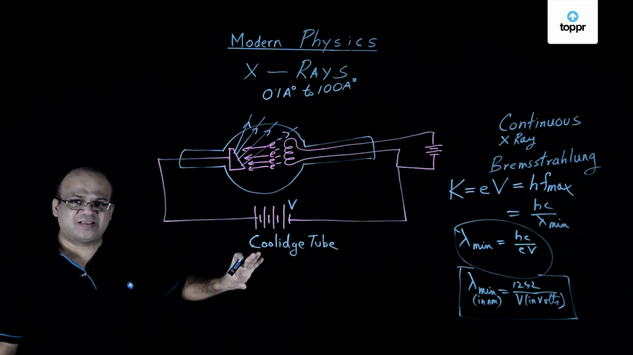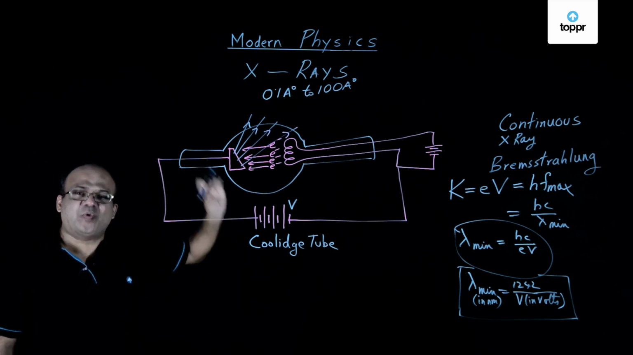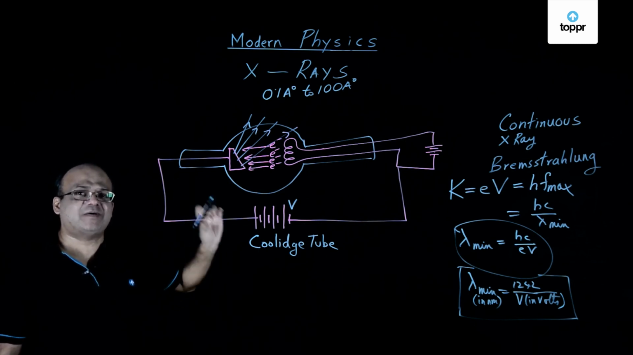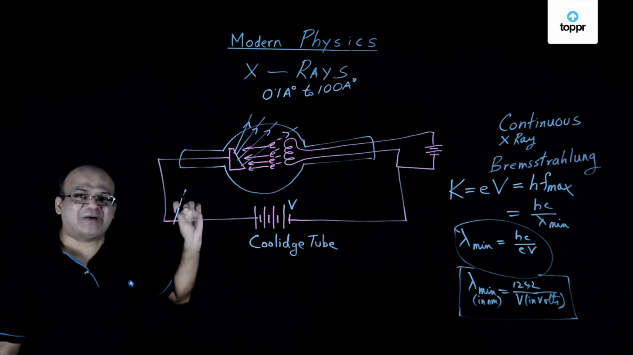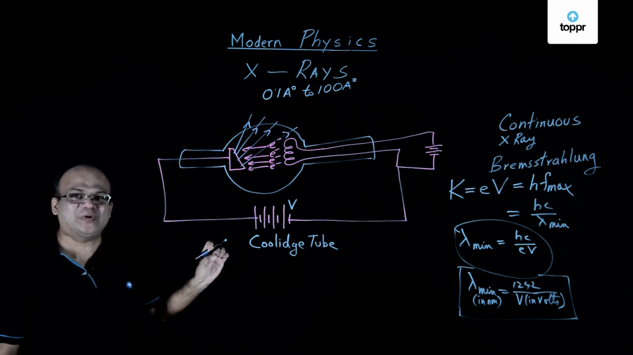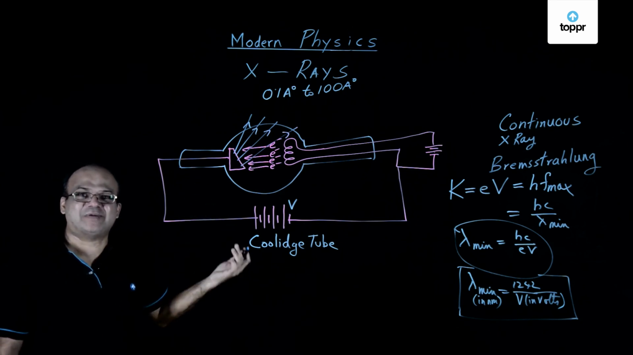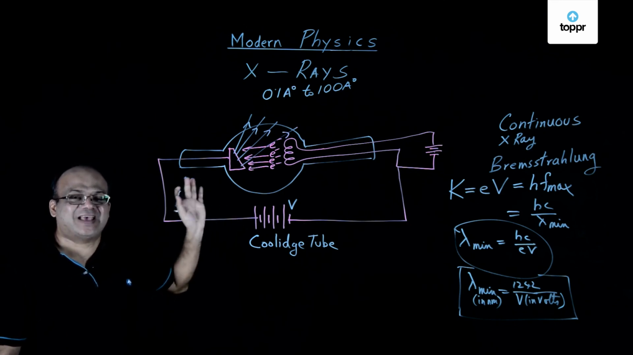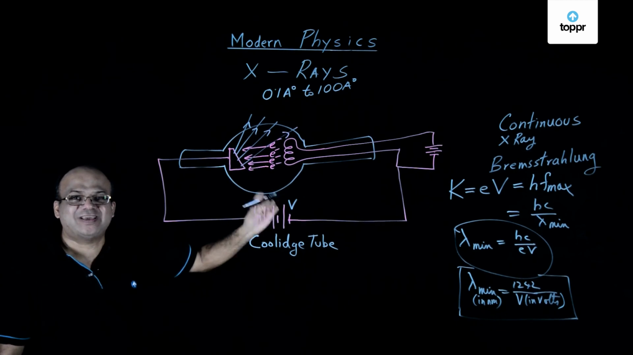Continuous X-rays are produced by deceleration of electrons. When the entire energy gained by an electron is converted to an X-ray photon, we get lambda minimum X-ray, and that lambda minimum is hc by eV, and that is equal to 1242 by V in volts. Then you get lambda minimum in nanometer. These are continuous X-rays. They are also known as Bremsstrahlung. Bremsstrahlung is a German word.